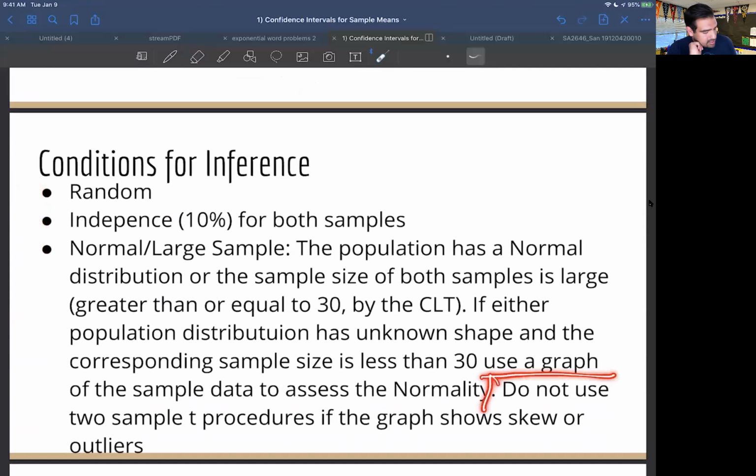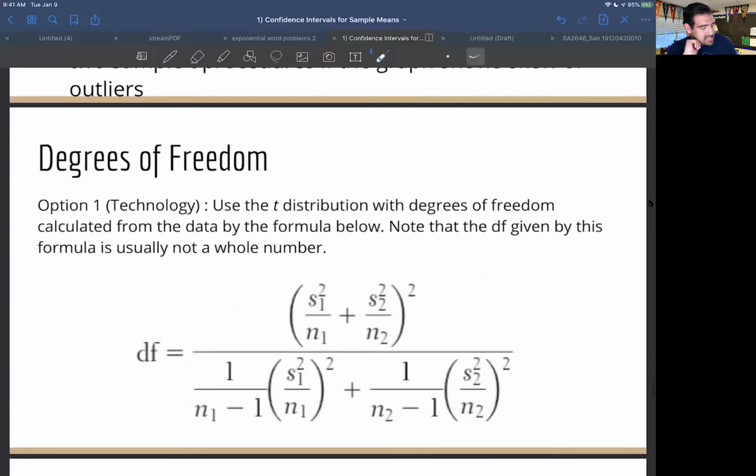Remember, do not use a two sample t procedure if the graph shows skewness or shows any outliers, right? We need the sample size to be greater than 30. If it's not, we need to assess for normality. Do not use if we show skew or outliers. Those conditions are the same.